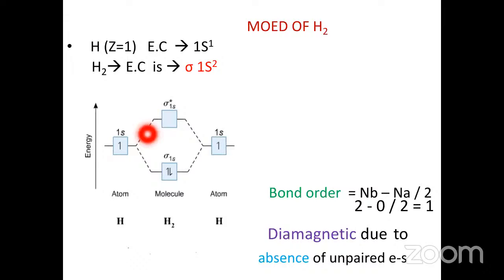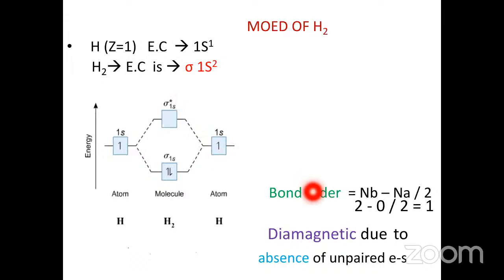Here these are the atomic orbitals of the hydrogen atoms and these are the molecular orbitals of H2. One hydrogen atom has electronic configuration 1s1 and the other hydrogen atom also has 1s1. The molecule is formed by the combination of these two hydrogen atoms. Then these two electrons enter the sigma 1s orbital. This is the bonding orbital, and this is the anti-bonding orbital.